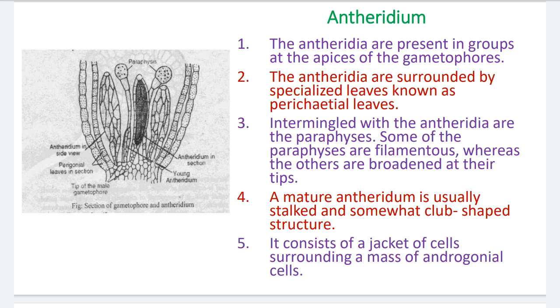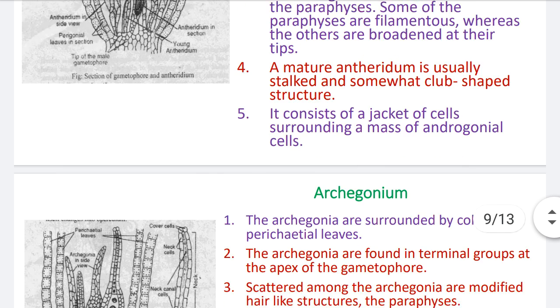And what is the function of antheridium? They produce the sperms or antherozoids or spermatozoids, also called the male gametes. So in this way mature antheridia produce many haploid male gametes or sperms having a single male nucleus.